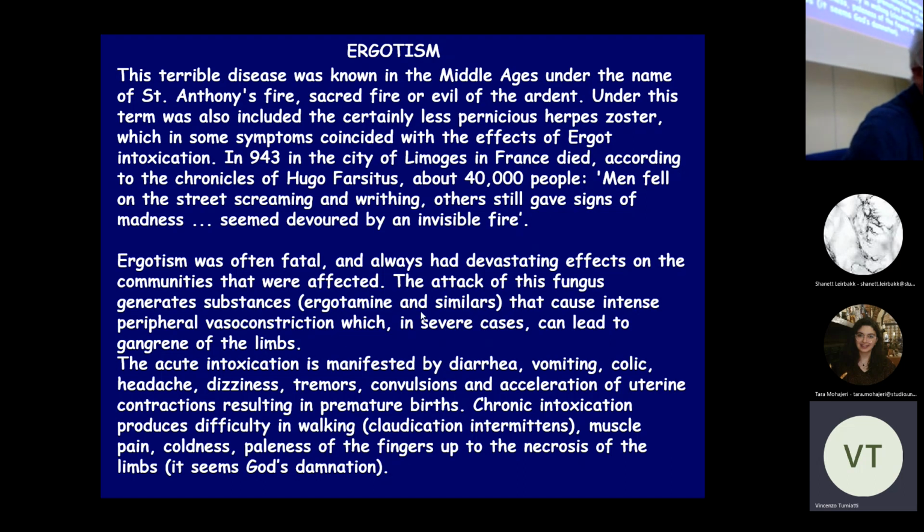The attack of this fungus, Claviceps purpurea, which contains ergotamine and other compounds, caused intense peripheral vasoconstriction. So a strong effect on the alpha-adrenergic receptors. In severe cases, it can lead to gangrene of the limbs. So no more blood to the muscle due to this strong vasoconstriction.